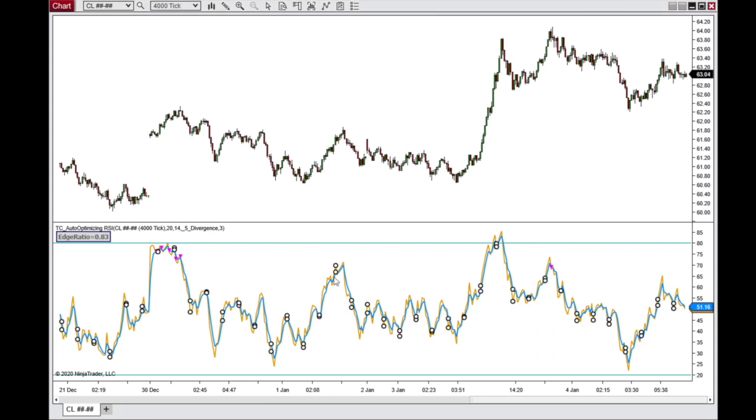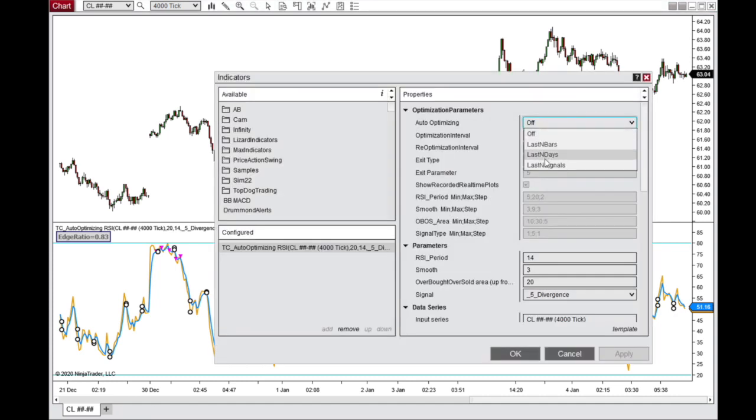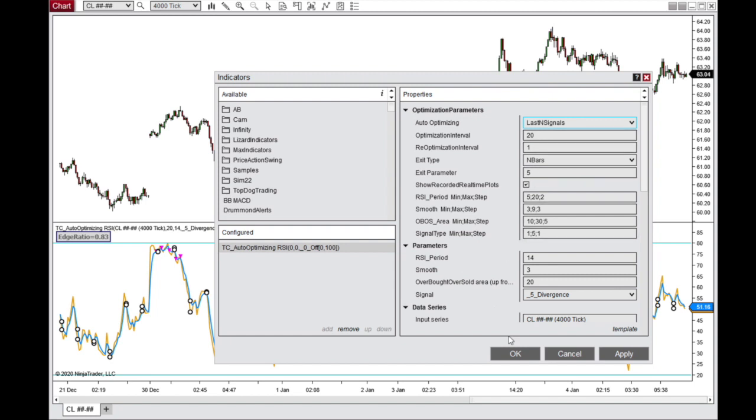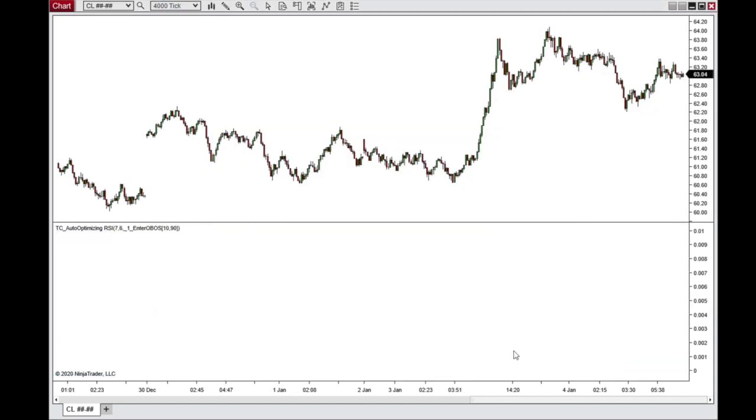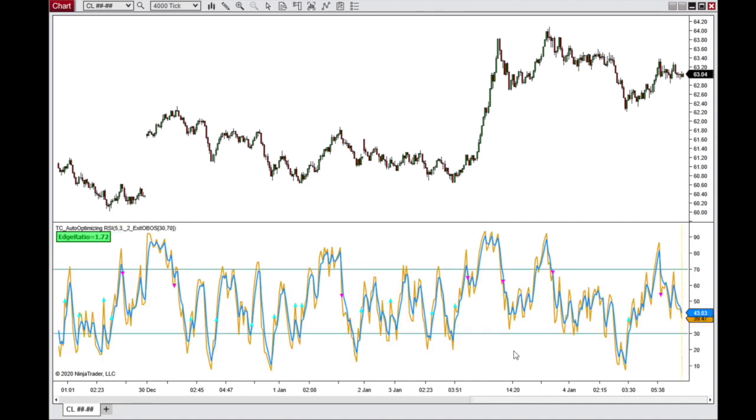So let's set the indicator loose to auto-optimize and find out what it can do for us. Let's look at the last 20 signals over 5 bars. $1.72. Well, it's okay. It's better than 0.83, but it's not fabulous. So maybe the RSI on this chart isn't a great idea. Now that's a really good thing to know, because we can move on, instead of getting stuck in this, looking at RSI on a 4,000 tick oil chart and wondering if it's a good idea. Now we know it's not particularly a great idea.